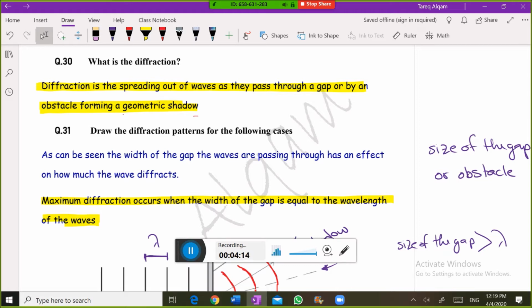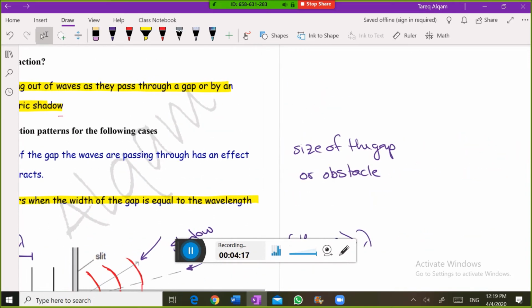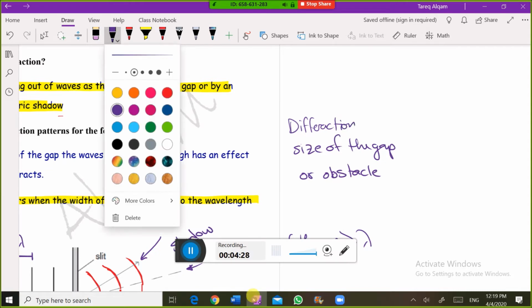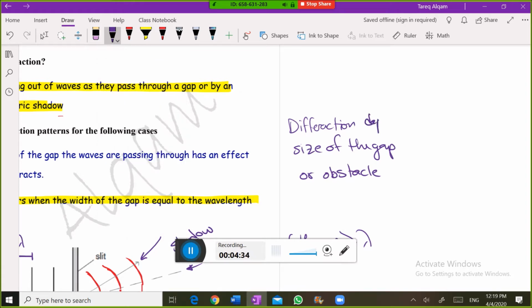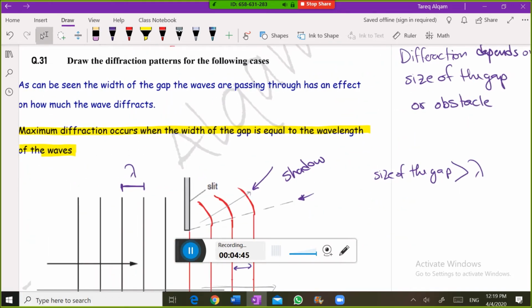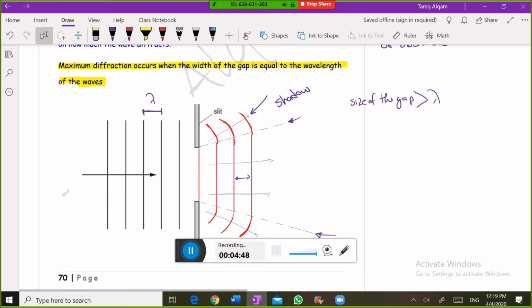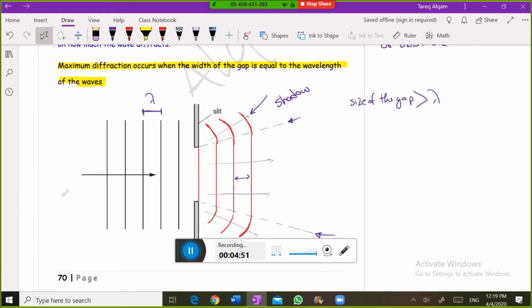Guys, I would like to remind you that diffraction depends on the size of the gap or obstacle compared with the wavelength. If I have waves like this, these are the incident waves. This is the gap or obstacle.